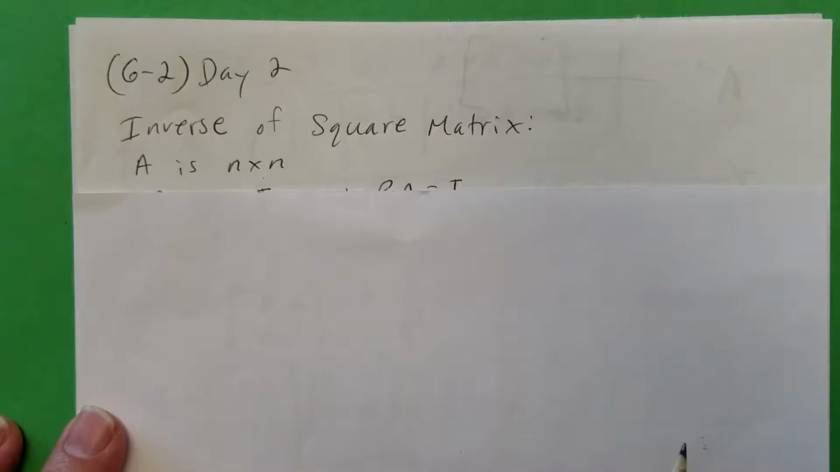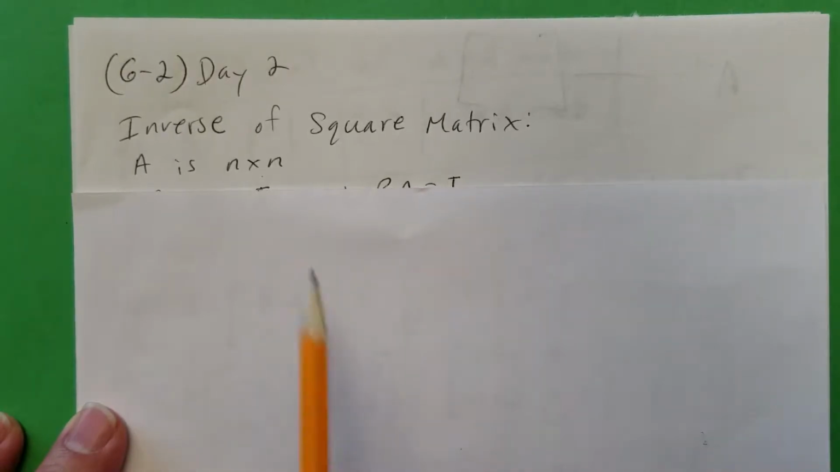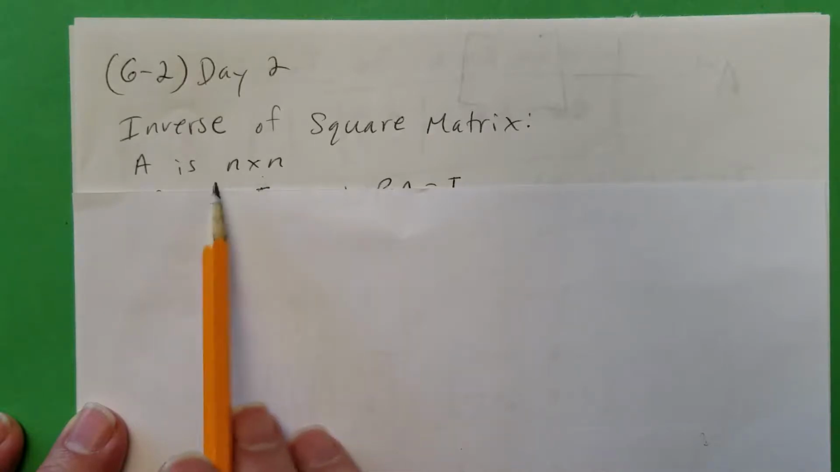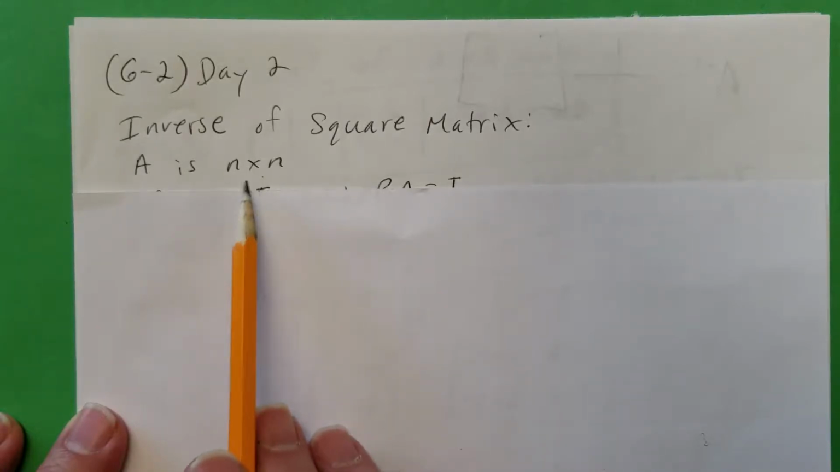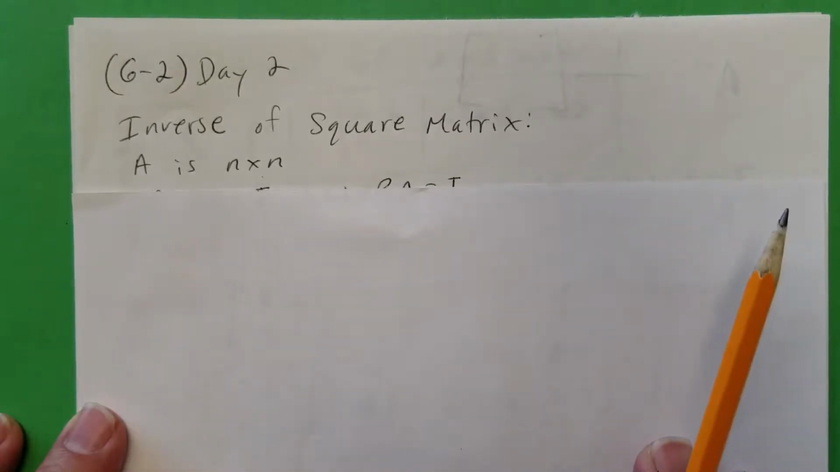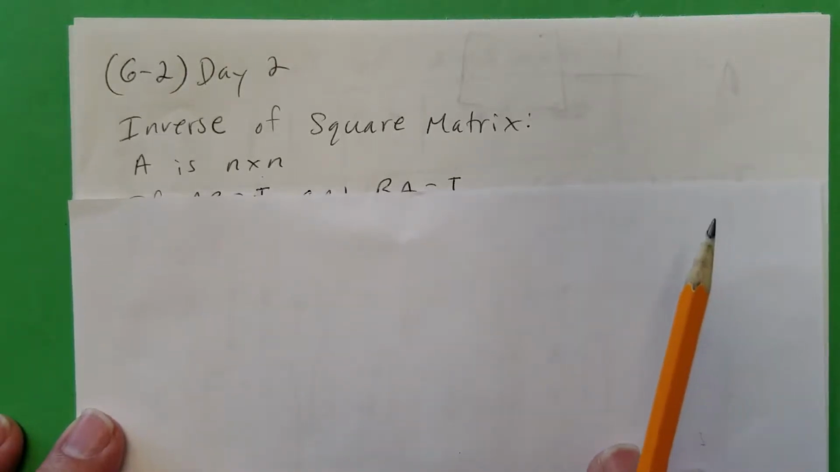So we want to talk about the inverse of a square matrix. Square matrix means that it has to look like a square. The number of rows and columns has to be the same. So 2 by 2 or 3 by 3 or 4 by 4 or 5 by 5. We can only find the inverse of a square matrix, and you'll see why in a second.